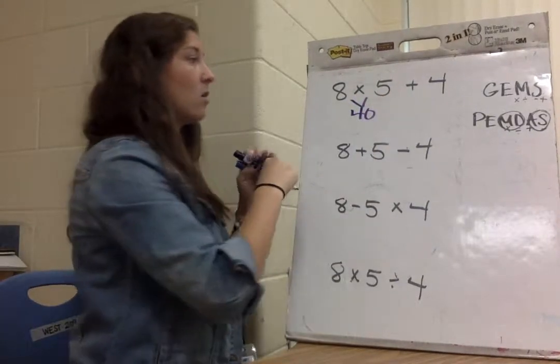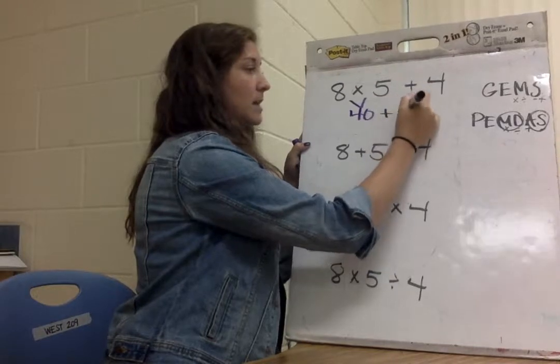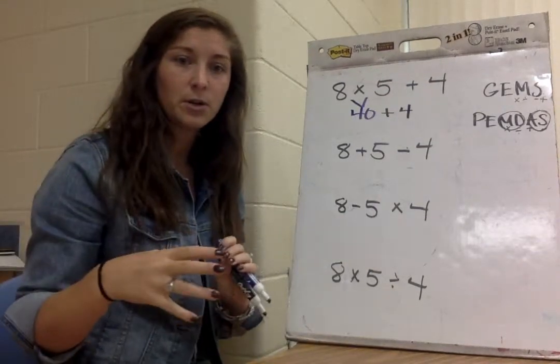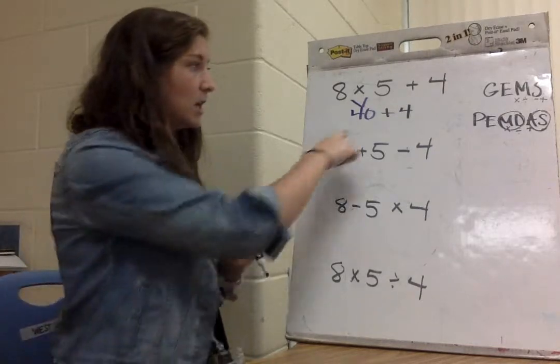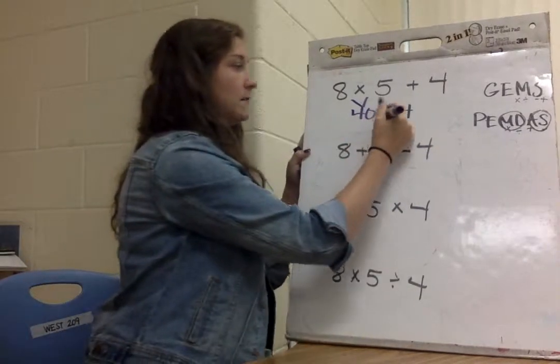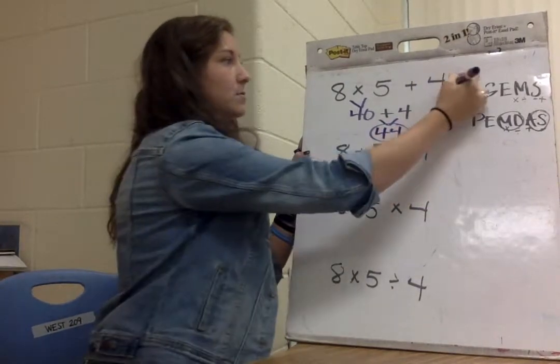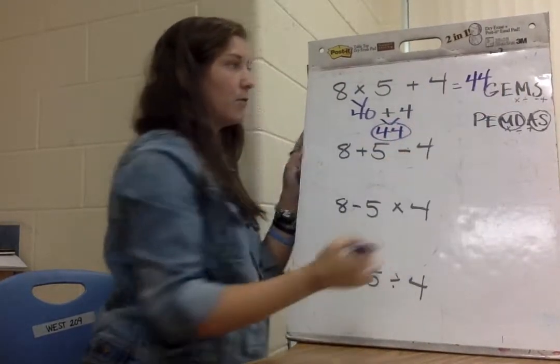And then I always rewrite my problem. That is a best practice here. Rewriting your problem to make sure that you understand what you still have left to do. So then I have 40 plus 4 left to do, and that is 44. So my answer for this one is 44.